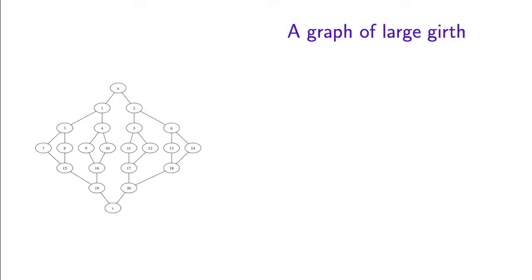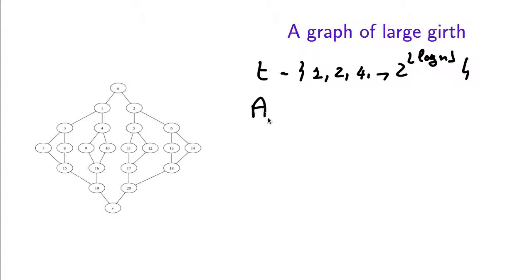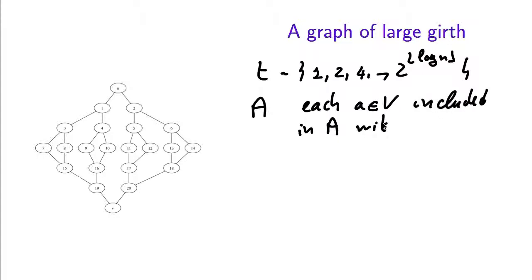In a final example that we consider, even this property will not be true, although that distribution over A will still work. So again, let's say that we pick a parameter T to be a random power of 2, and then we choose a set A randomly of size n over T. It will be easier to reason about it if we think, more or less equivalently, of A as being defined so that each possible vertex is chosen to be included in A with probability 1 over T.